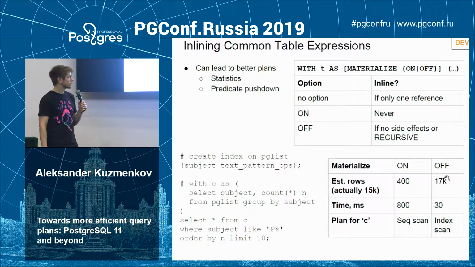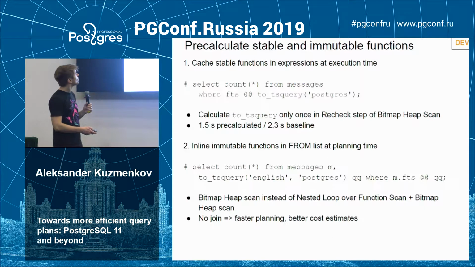So we have to patch like this, and in this case, if we enable inlining, this CTE is processed like a subquery. We push down this predicate, and then we index scan it. It works several times faster, and we get a decent estimate of rows, plus or minus 20%, but that's okay. So we have a patch like this.